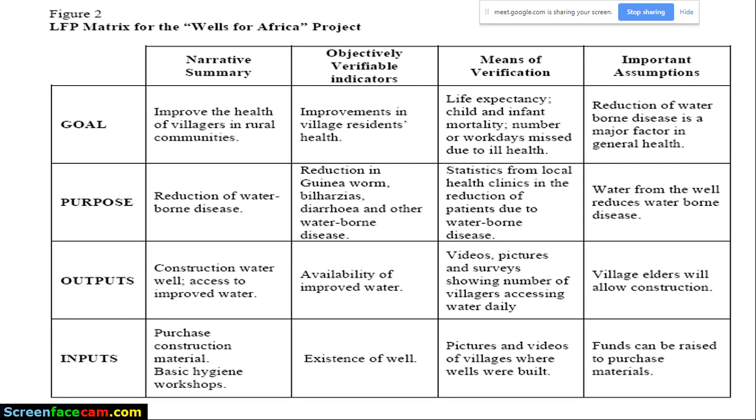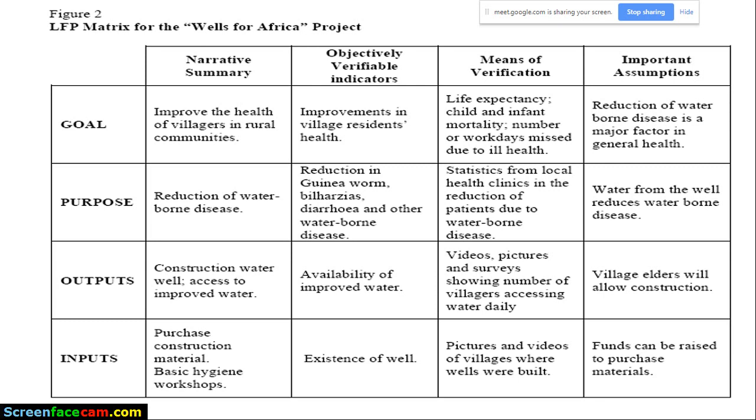Then can I have someone to read what we are going to have as outputs? Can I have someone to read? Outputs. Oh, yeah, you are right. You're under the narrative summary. Okay, so let's dissect this. Do we agree that this could be outputs or outcomes or a goal? Let's now dissect them one by one.